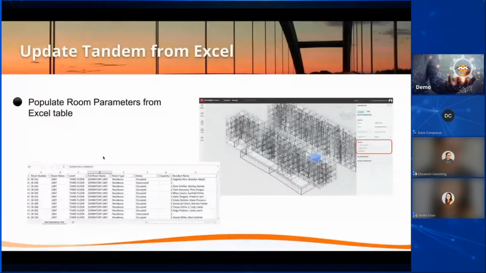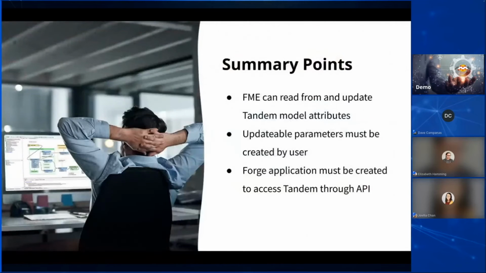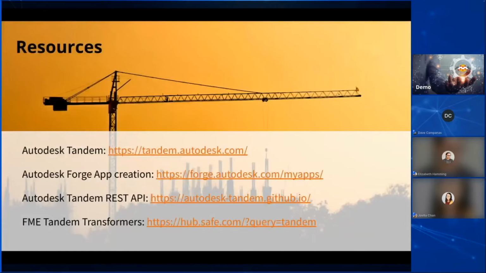So we assume we've updated our room parameters. In summary, we can read and update Tandem models. You've got to do a little prep first on your Tandem, both to create the parameters and to create the Forge API to handle the credentialing and limiting access to your model. And here's some resources quickly on Tandem and Forge and the Tandem REST API, and also a link to the FME Tandem transformers. Okay, and back to you, Jovita.